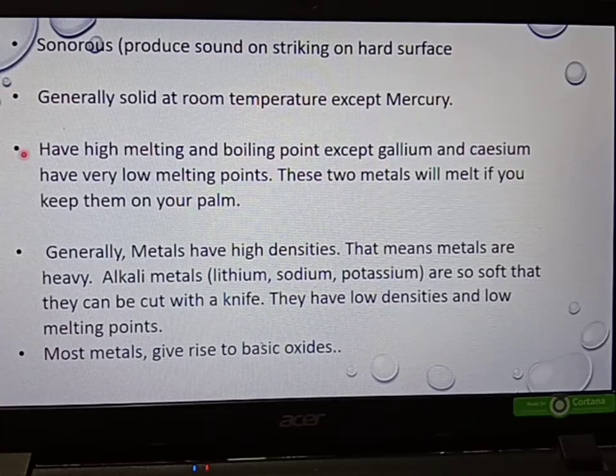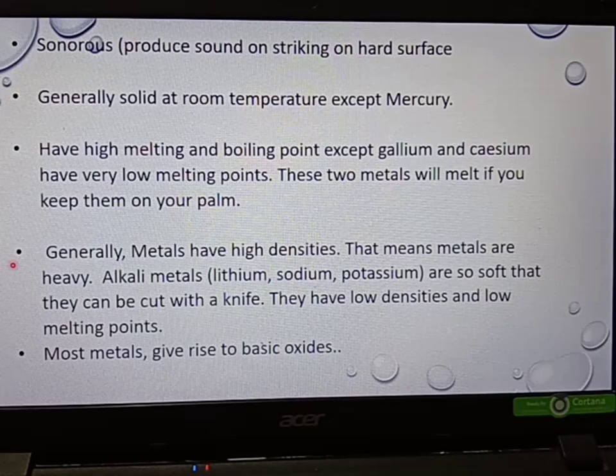Next property, metals have high melting or boiling points except gallium and cesium. Children, gallium and cesium, this is this year's question. In 2020 it was asked, give two examples of metals which have low melting point. The examples are gallium and cesium. If you keep these metals on your palm, they will melt. That means approximately the melting point of these metals is equal to, or less than, our body temperature.